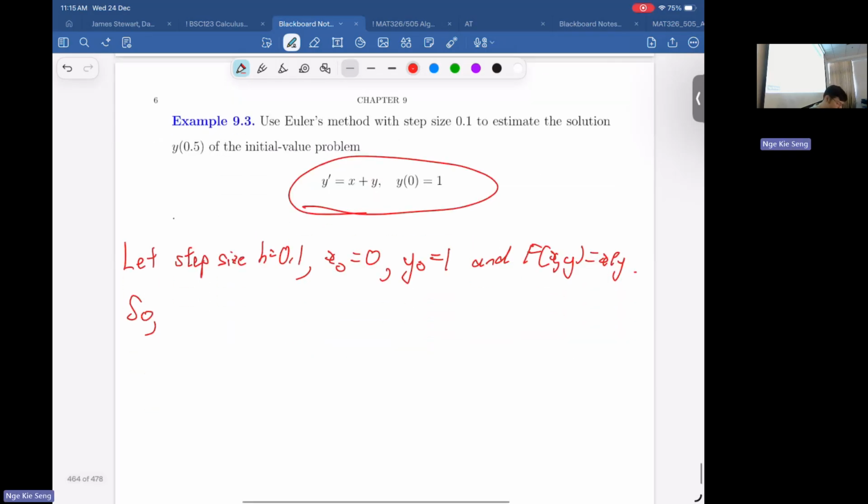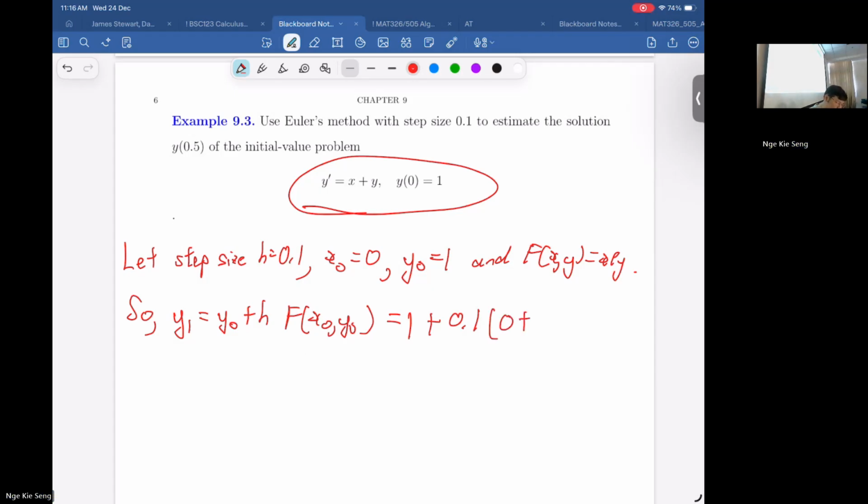So, okay, we do it step by step. y1 equals y0 plus h times f of x0, y0. Okay, so what do we get here? y0 is 1, the step size is 0.1, and the derivative f is just 0 plus 1. Okay, so what do you get? 1.1. So let's compare y2.